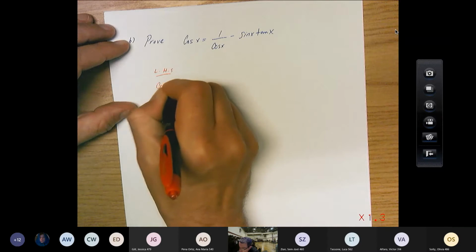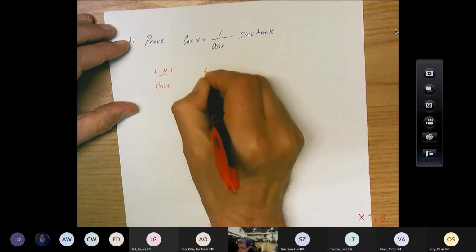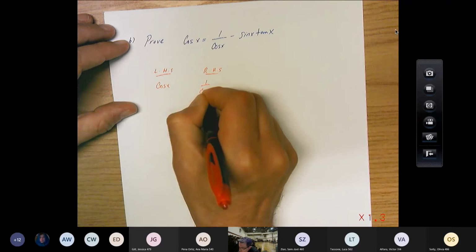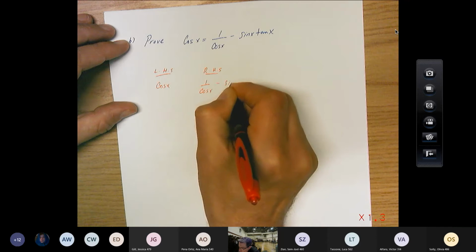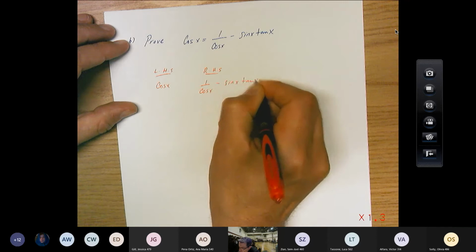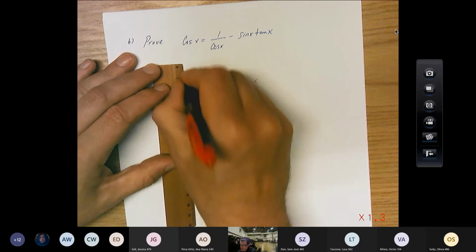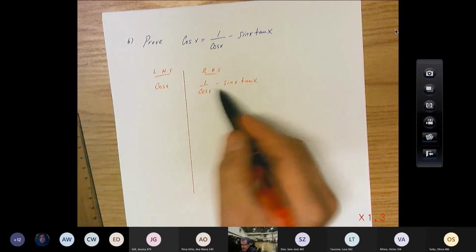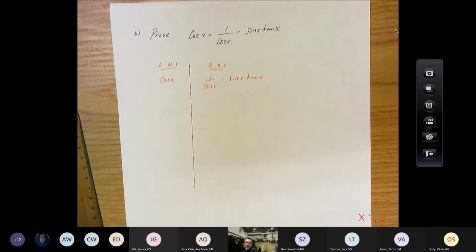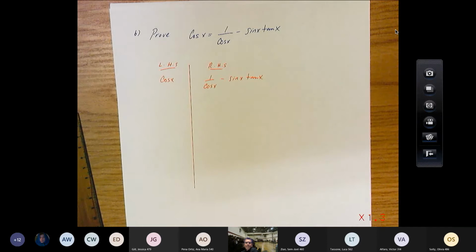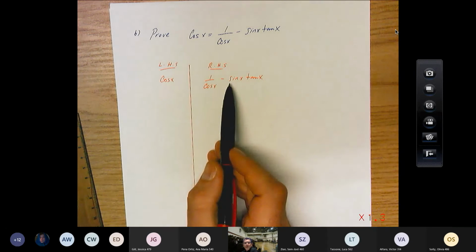So the left-hand side is cos x. Nice. Right-hand side is 1 over cos x minus sine x tan x. And where the equal sign goes, this is what we have to prove: that we can take this and get that, or take this and get that, one or the other, or both. Meet in the middle, I don't care. I think it's pretty obvious that this is the more complicated side.